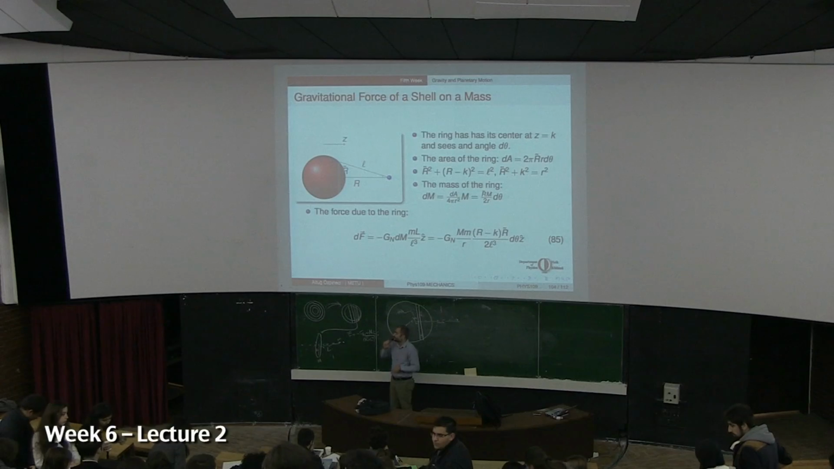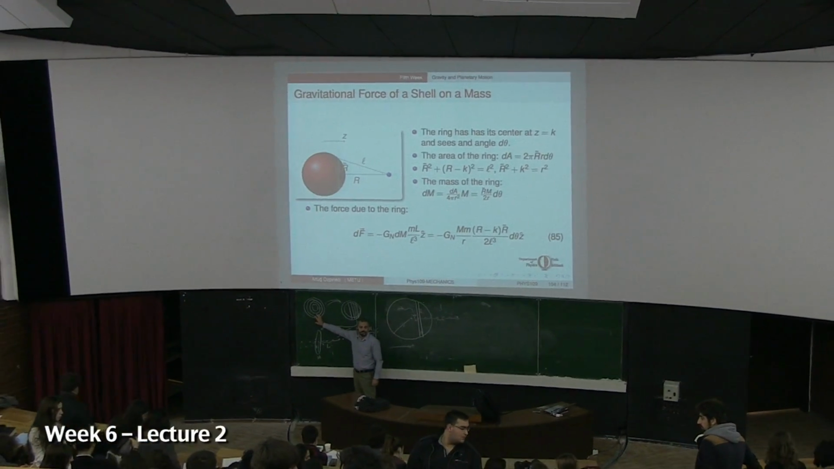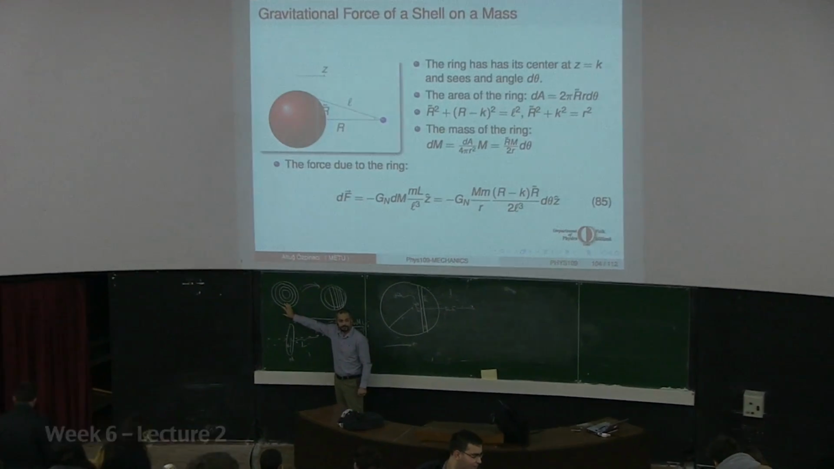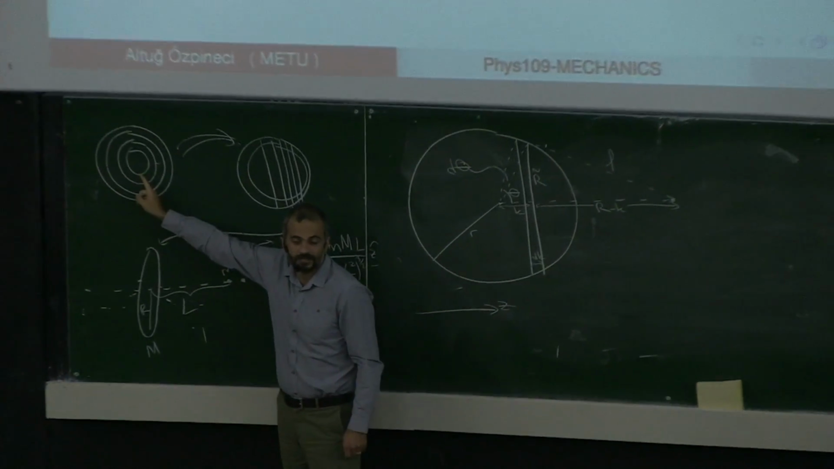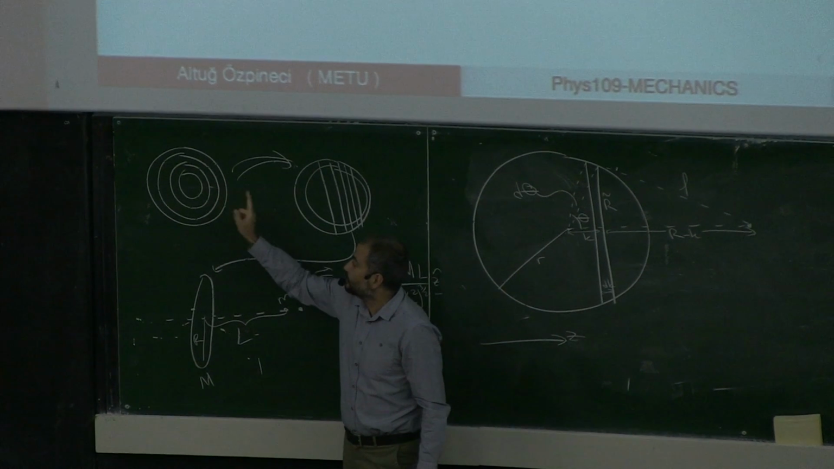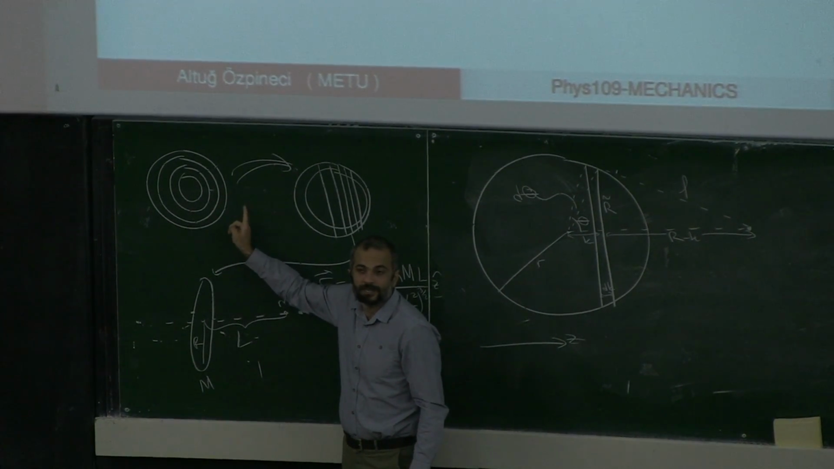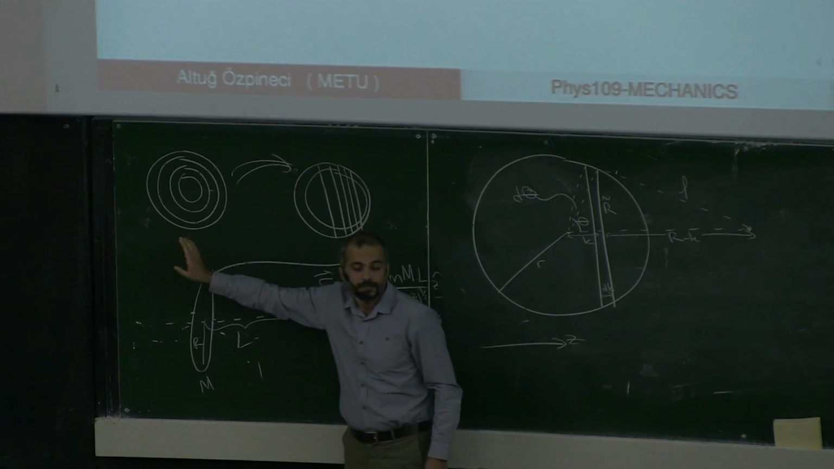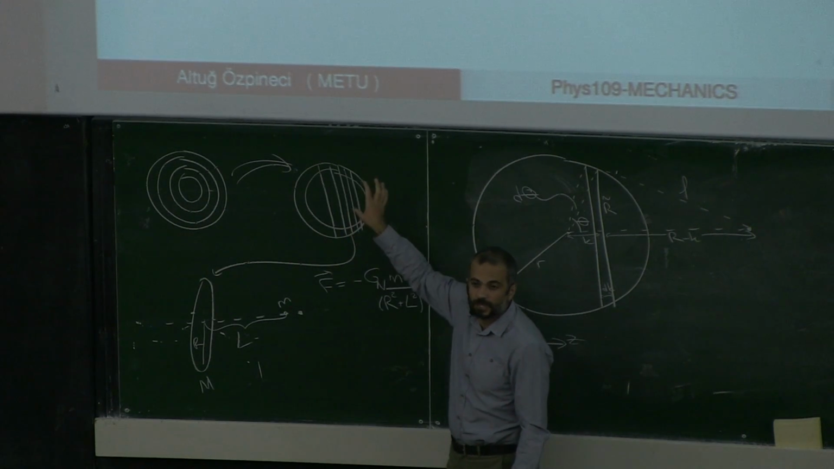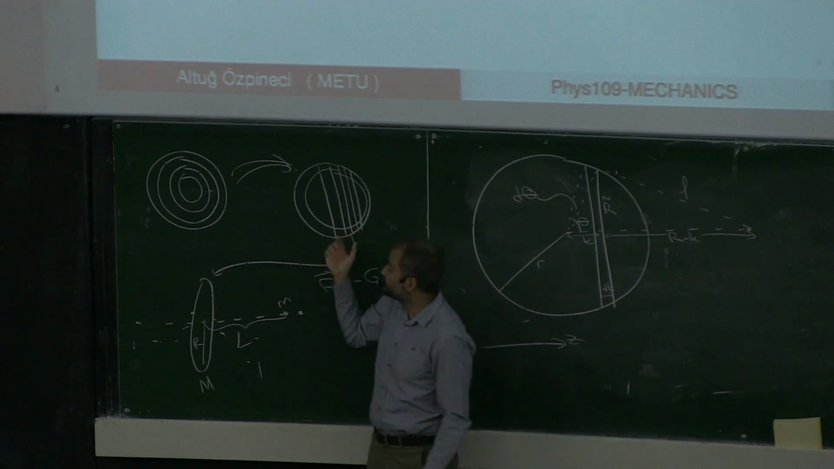Okay, so this is the problem that we would like to attack. We have a spherical mass, and we would like to find the gravitational force it creates on a point mass outside the spherical shell. So we divided this spherical mass into spherical shells, and now we divided these spherical shells into spherical rings.